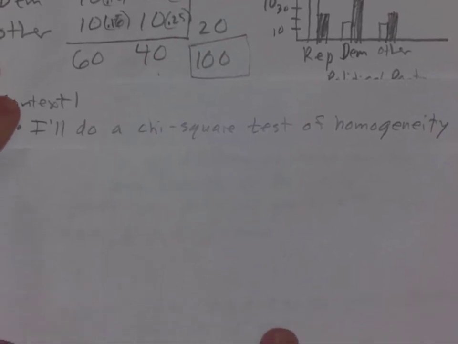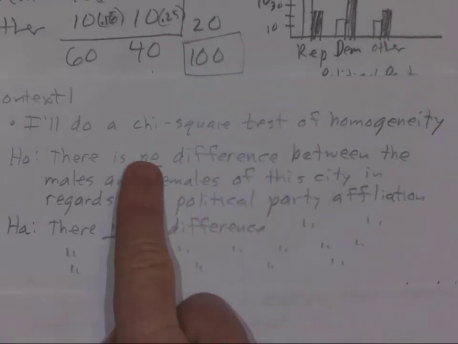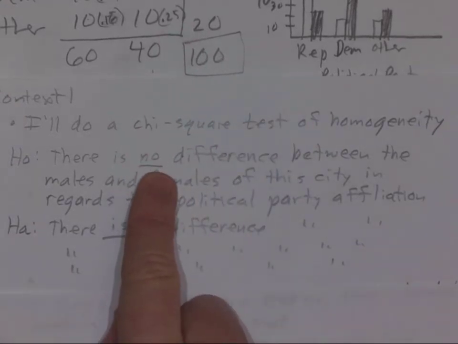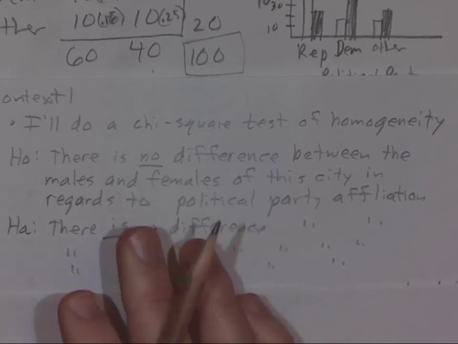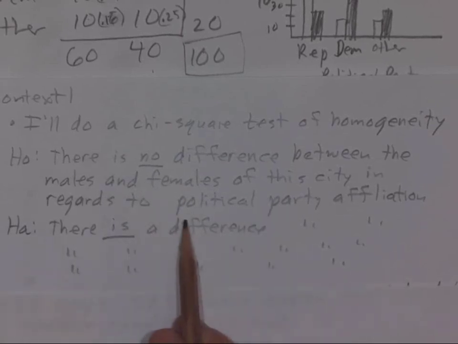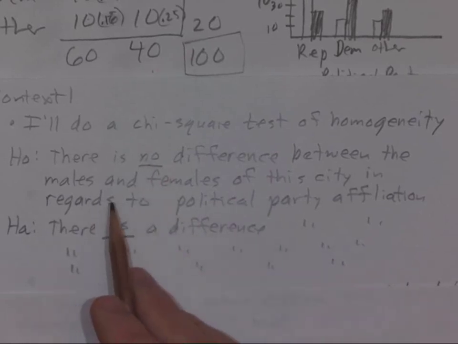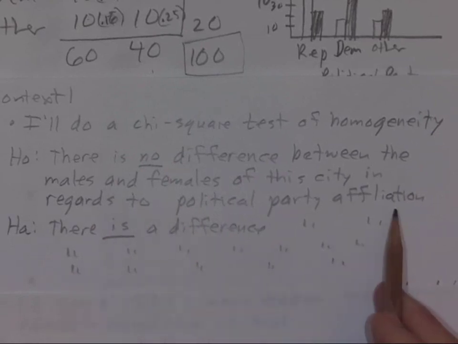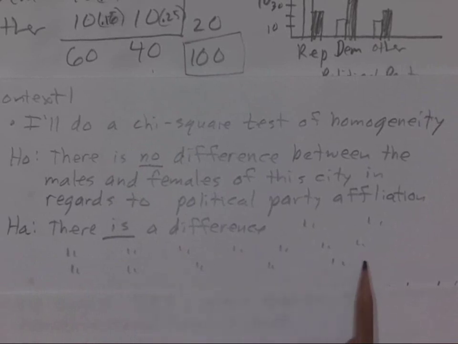The next thing is our hypotheses. Your null hypothesis for a test of homogeneity is always going to be that there's no difference. Remember in other hypothesis tests we've done, when we did the two sample thing, the null hypothesis is that there's no difference in the two proportions, or no difference in the two means. Here there's no difference between the two populations in regards to the categorical variable. So it's always going to be there's no difference between, and of course state the context, the males and females of this city in regards to the political party affiliation. The alternative is always going to be that there is a difference. And then you can just use tally marks.